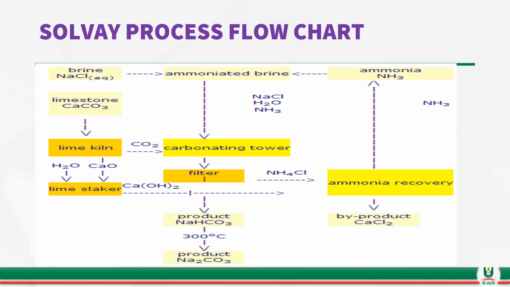Now this calcium hydroxide then reacts with the ammonium salt formed from the carbonation tower, which is ammonium chloride, to yield calcium chloride, water, and ammonia gas. So by this process now, the ammonia gas which was used at first is recovered and then used for subsequent production. So you see that this is how we can produce sodium carbonate by the Solvay process.